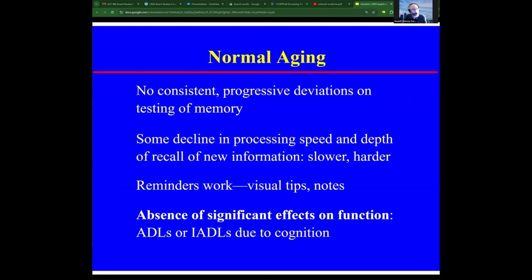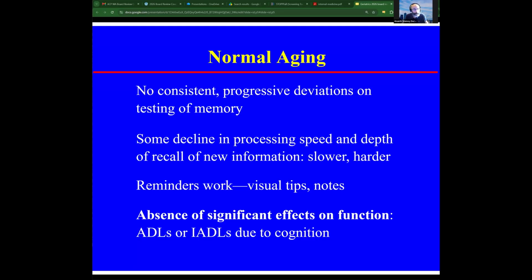So let's talk about each of those, which is probably relevant not only to your patient care, but also in your personal lives with family members. So, normal aging, there are definitely changes that can happen with cognition. Generally, it's characterized by there aren't consistent progressive deviations on testing of memory, but there's some decline in processing speed and depth of recall.